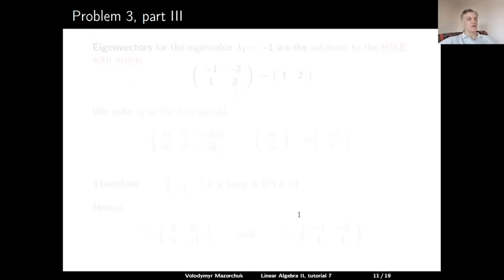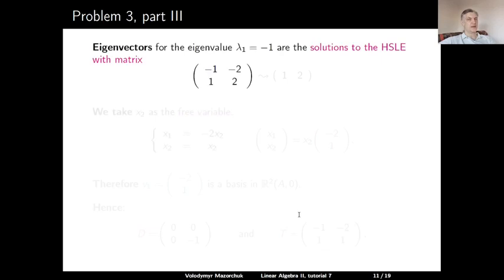Now the eigenvectors for A with eigenvalue -1 are the solutions to the homogeneous system of linear equations when we take our matrix and subtract -1 on the main diagonal. So we get the matrix -1, -2, 1, 2. Again, both rows are linearly dependent. We delete row 1. We get the matrix 1, 2. This is row echelon form with leading element in column 1.